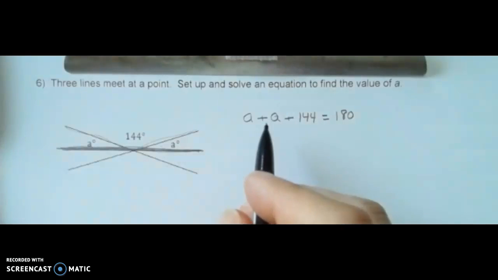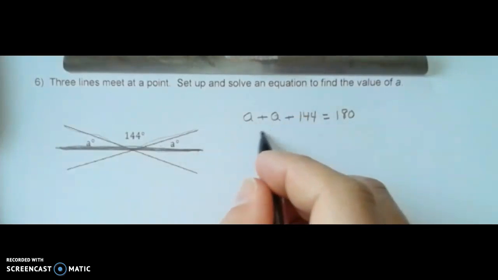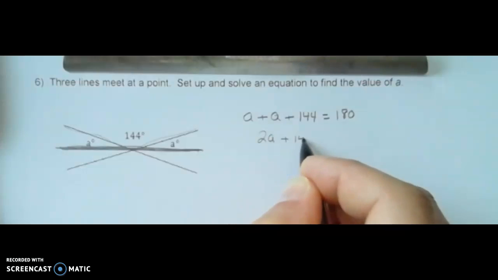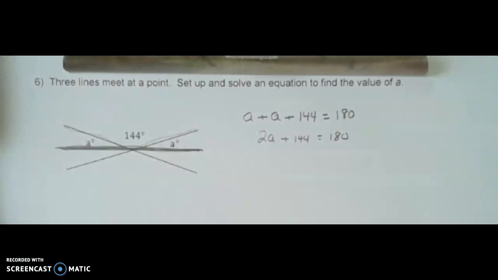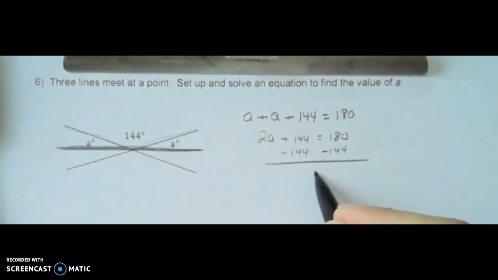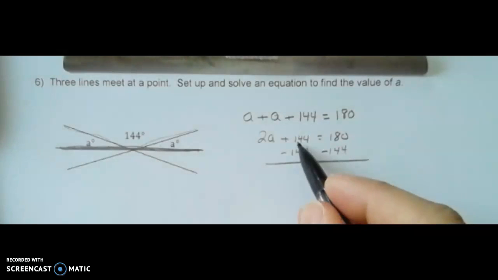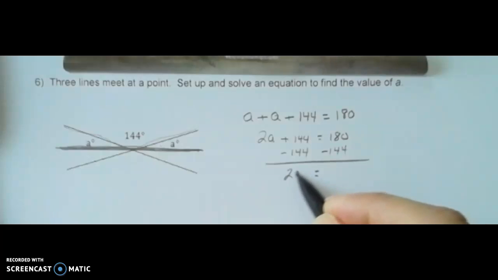Let's make a two-step equation. A plus A is 2A, plus 144 equals 180. And now we'll get 2a all alone by subtracting 144 from each side. If I do that on the left, 144 minus 144 is 0, leaving us with 2a.